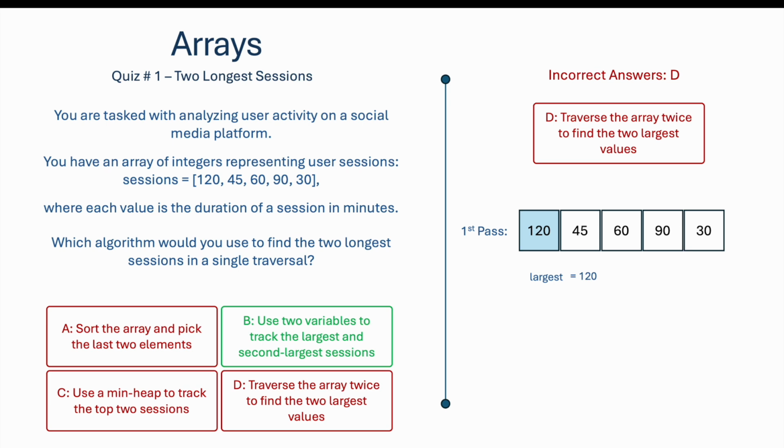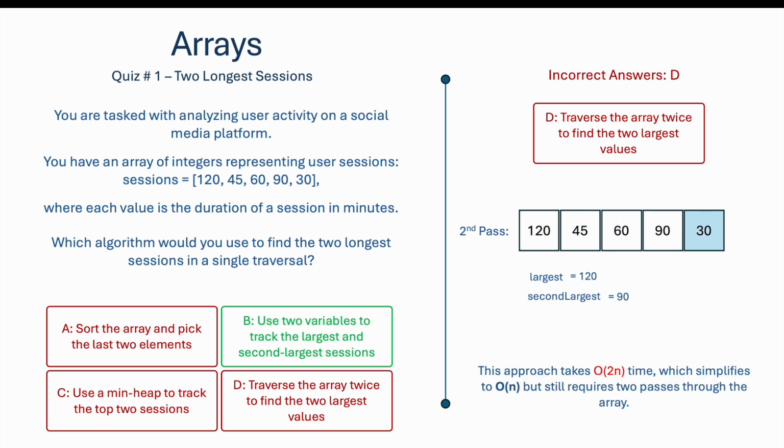Option D, traverse the array twice to find the 2 largest values. As we traverse the array, we first find the largest value, and the second time we traverse the array, we find the second largest value. This approach takes O(2n), which simplifies to O(n) time complexity. This is a correct as well as efficient algorithm, but it requires 2 passes. So for a single pass, option B is the right answer.